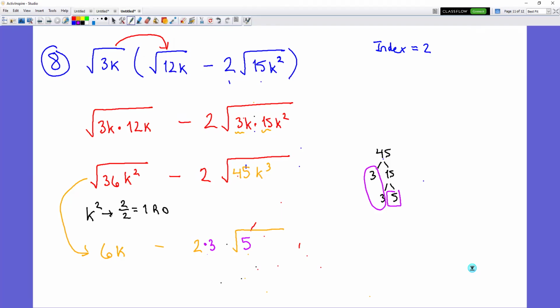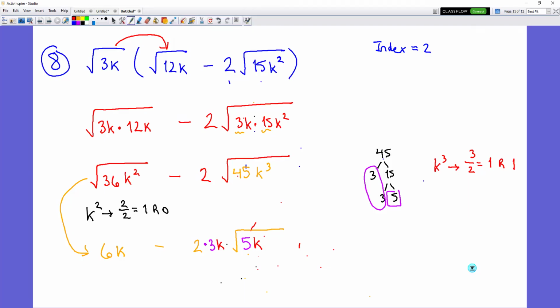We also have a variable to deal with, k to the power of 3. So we're going to divide 3, the exponent, by 2, the index. That's going to leave you with 1 with a remainder of 1, because it goes in once with a remainder of 1. So with it going in one time, we're going to put the k on the outside, like that. And then we're going to put a k on the inside because it was a remainder of 1. Then the last thing we'll need to do is a little simplifying.